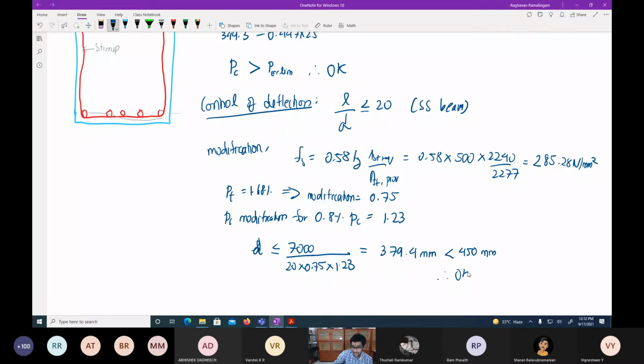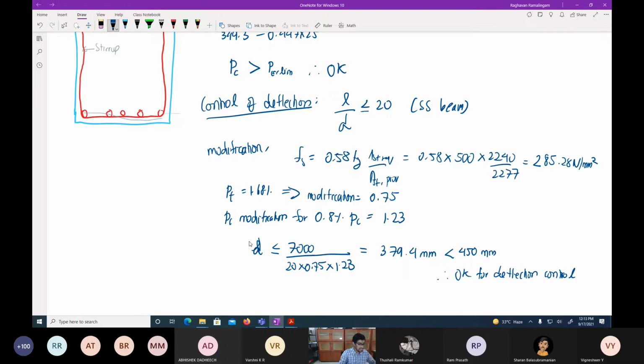So therefore, okay for deflection control. Okay, this is okay for deflection control. Of course, other than that, there's a separate way of checking deflection. This is for control of deflection based on the depth of the beam. Okay, so this is one criterion. The other deflection criterion I'll tell you a bit later, maybe next class.